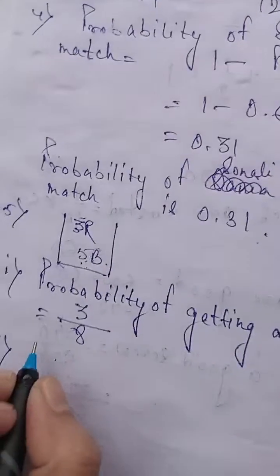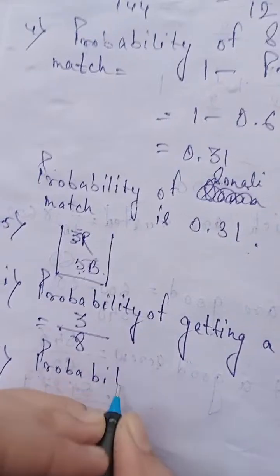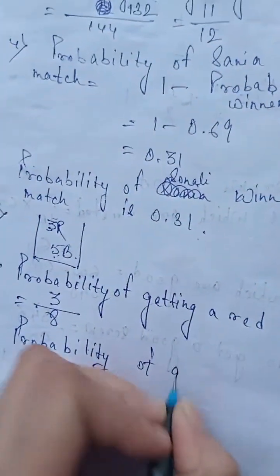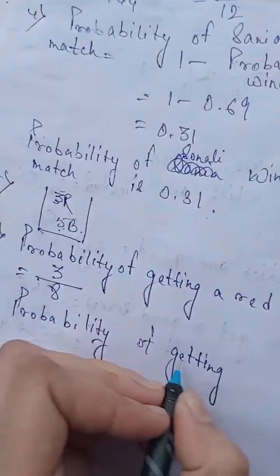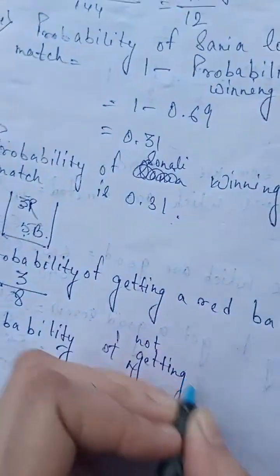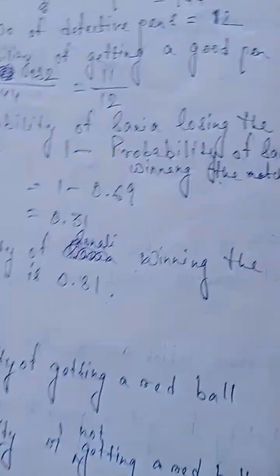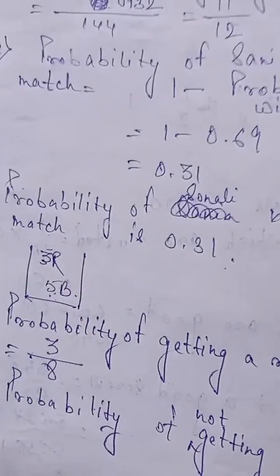So let's write the probability of not getting a red ball. What is the probability of not getting a red ball? That is equal to the number of favorable outcomes to the event. What is our event? The event is to not get a red ball. We don't want to get a red ball.